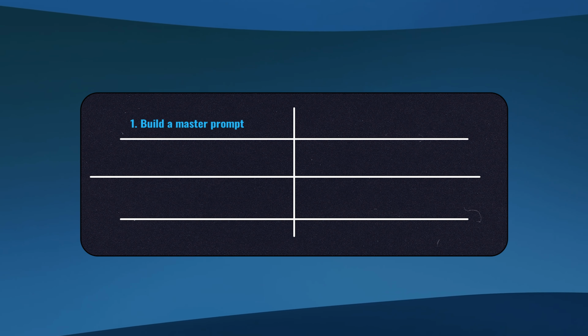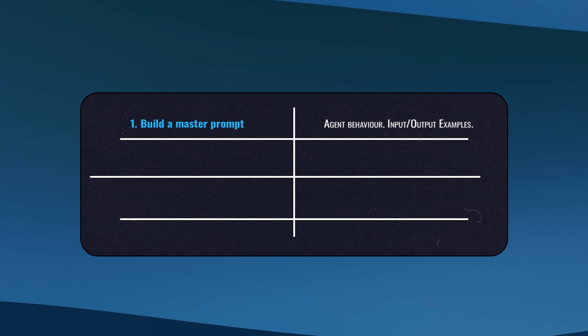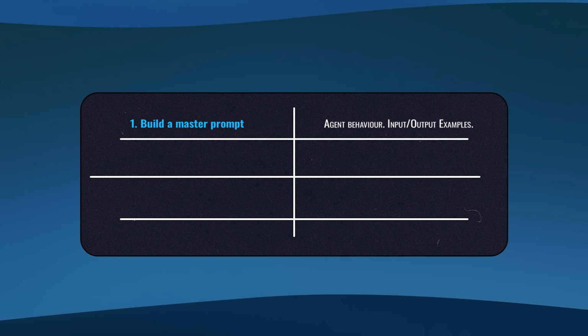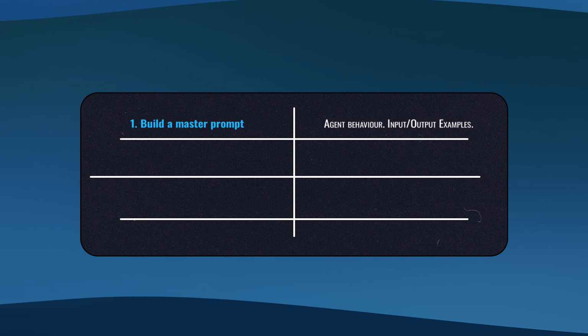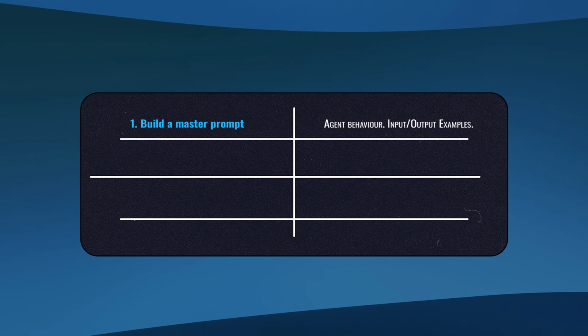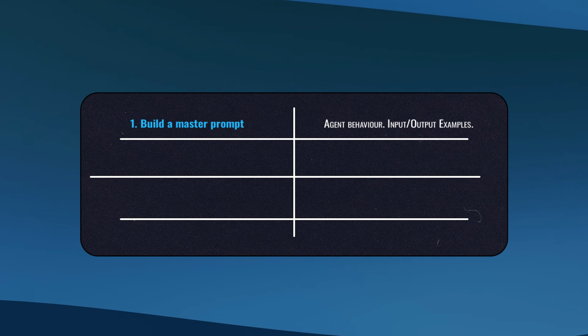Here's the simple flywheel. Number 1. Build a master prompt. Describe how the agent behaves, show input-output examples, define communication style, tell it what it can do and what it can't. Don't write it from scratch. GPT, Claude, or Gemini will help you.